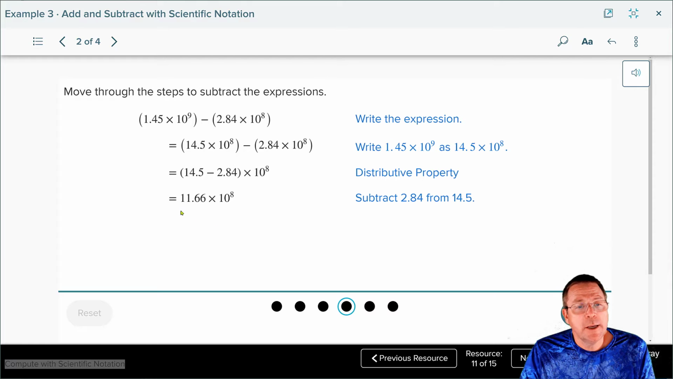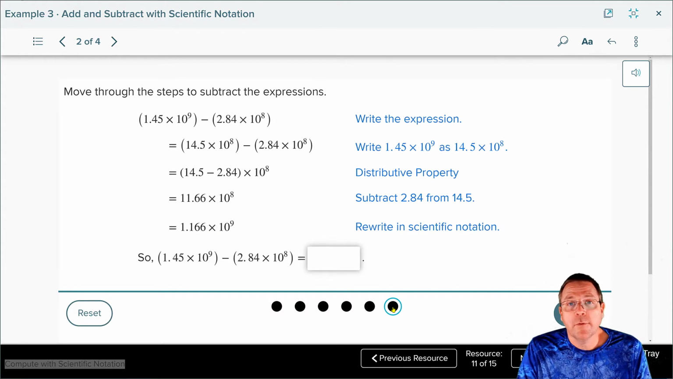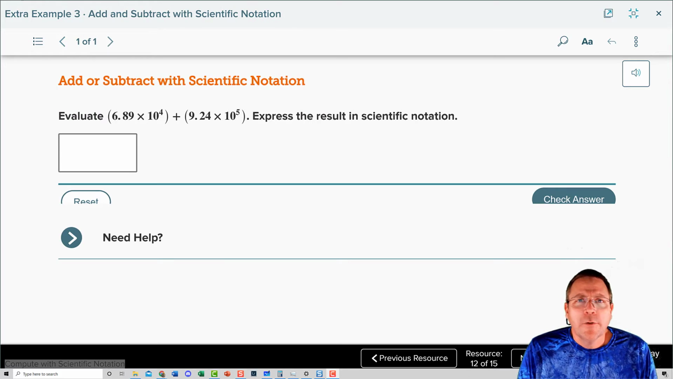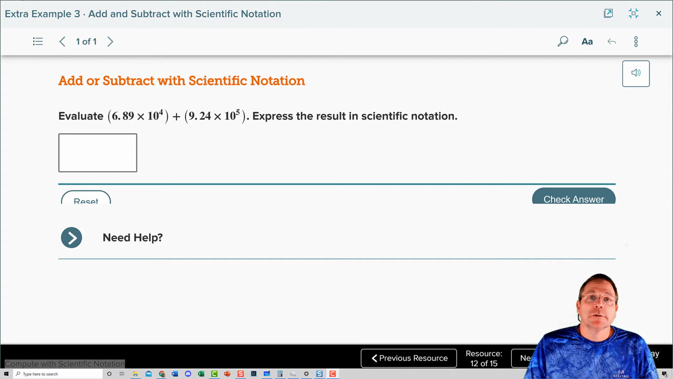But we can't be finished yet because we have to end where that decimal is after the first non-zero number. That means I'm moving the decimal left, and when you move the decimal to the left, what happens to your exponent? It goes up. So your final answer is going to be 1.166 times 10 to the ninth for the final answer. And if it gives you a warm fuzzy feeling, you can go ahead and type it in that box right there. Now it's going to be your turn to solve a problem. Evaluate the addition of these two scientific notation numbers, and put your final answer in the box. Go.